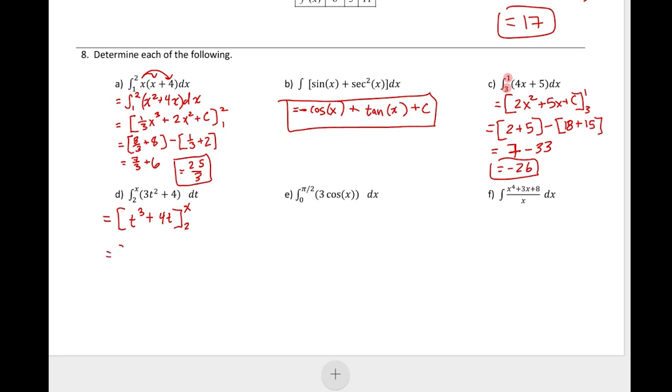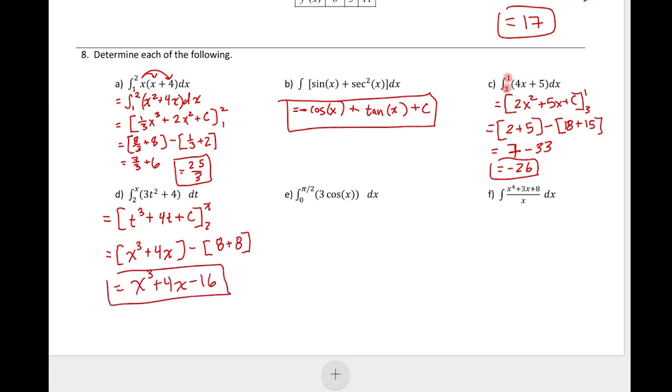So first I'll substitute in x. Get x cubed plus 4x. Oh, I forgot my plus c. It's very easy to forget that because it does just cancel out, but we do need to write that. We need to keep track of that. Okay, so we get x cubed plus 4x minus 2 cubed is 8, and 4 times 2 is 8. So all we get here is x cubed plus 4x minus 16. And our answer should be in terms of x because the area is going to depend on whatever that upper boundary is.